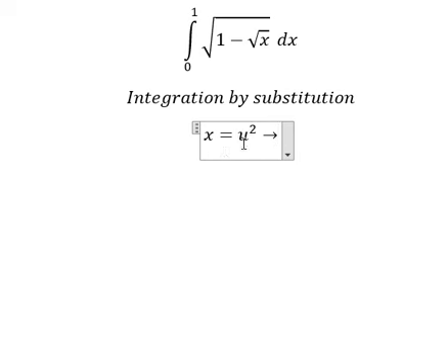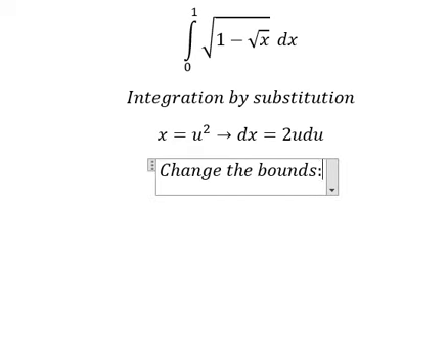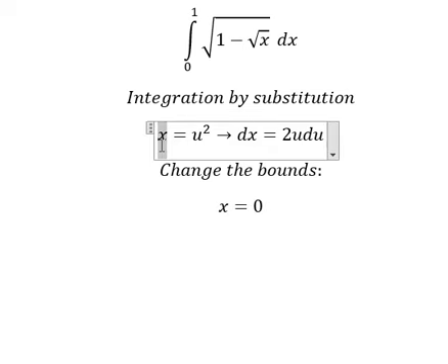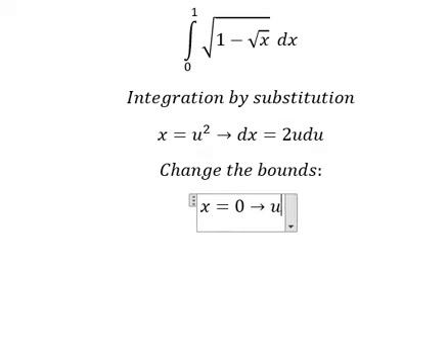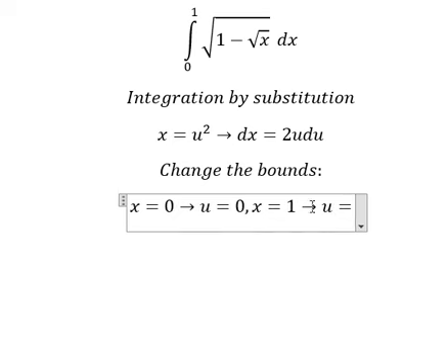Next, we need to do first the derivative for both sides, and we got 2u du. Next, we need to change the bounds. When s equals 0, we put 0 in here, so we can find the value of u. So u equals 0. When s equals 1, we put 1 in here, and we got u equals 1.